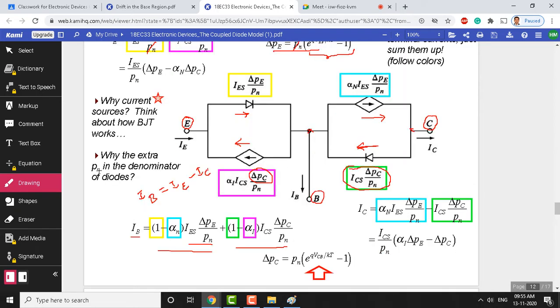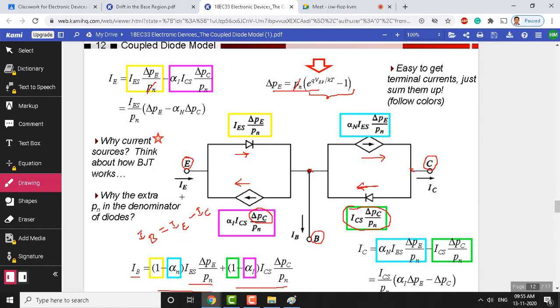And why the extra P n in the denominator of the diodes here? This extra P n is because, instead of having this complex equation, we can simplify these equations by avoiding these negative terms. That is why the P n comes into the denominator of this current equation. Otherwise, these terms become very complex for us to analyze.